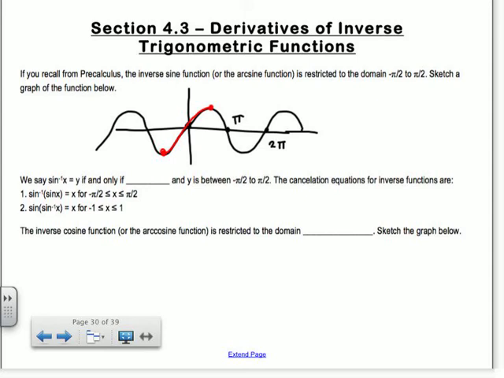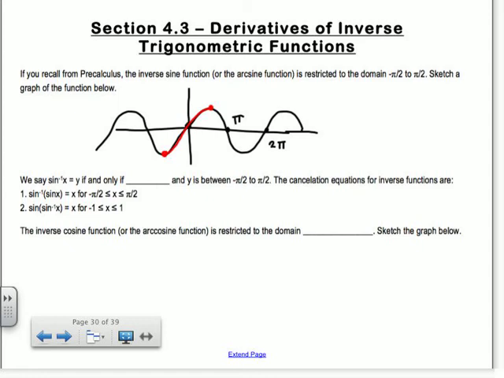Horizontal line test, right. See how that part that I've just marked in red passes the horizontal line test. If I tried to restrict it from 0 to pi, that part does not pass the horizontal line test, because if you draw a horizontal line, it goes through more than one point. So that's why we've drawn it between negative pi over 2 and pi over 2. When you're using inverse sine on your calculator, you get values between negative pi over 2 and pi over 2. Those are the only values it's going to give you.